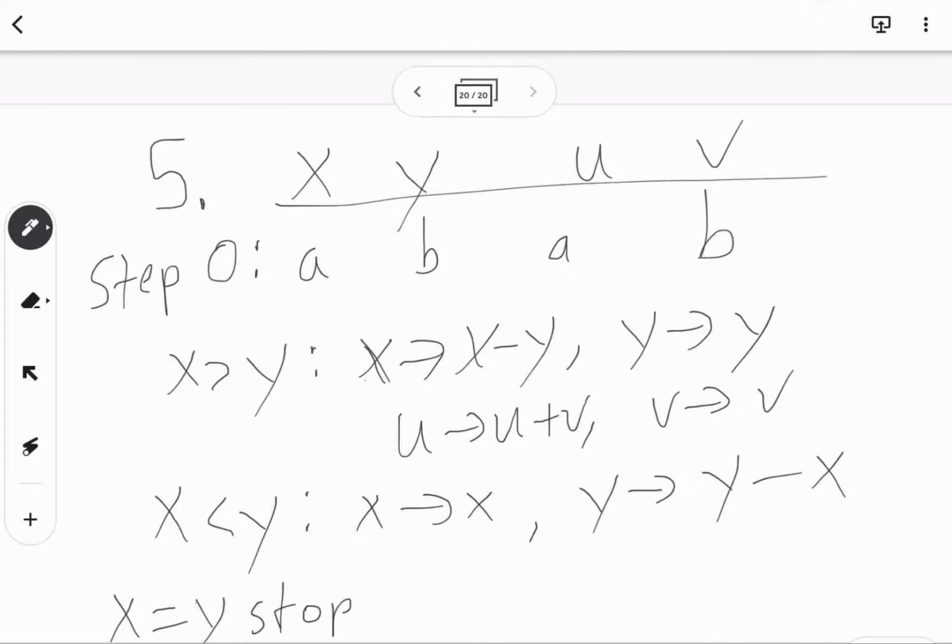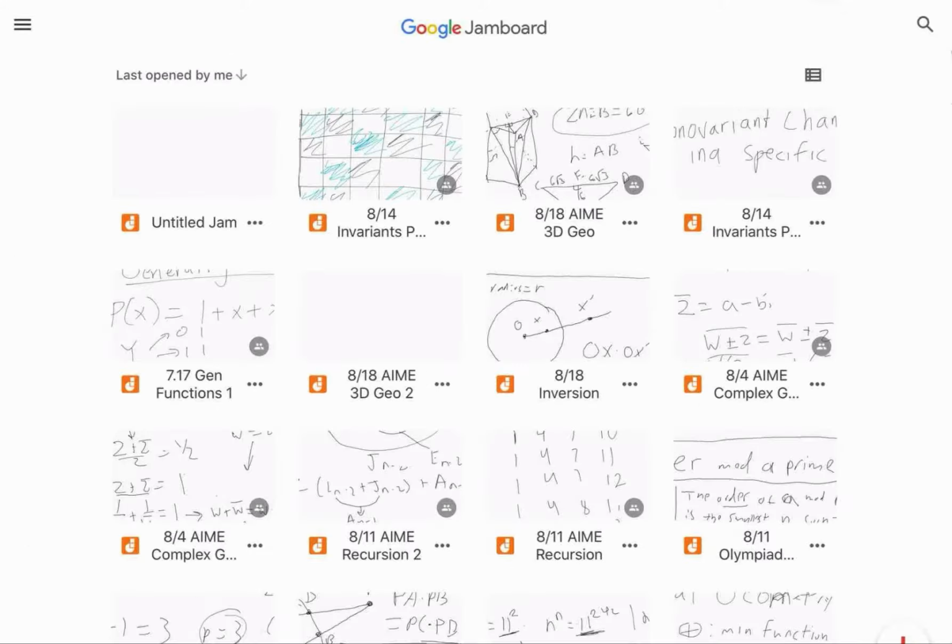And in the second case, if x is less than y, then u stays the same, and v goes to u plus v. So every time x and y change, you basically do the opposite to u and v. Let me add another board.